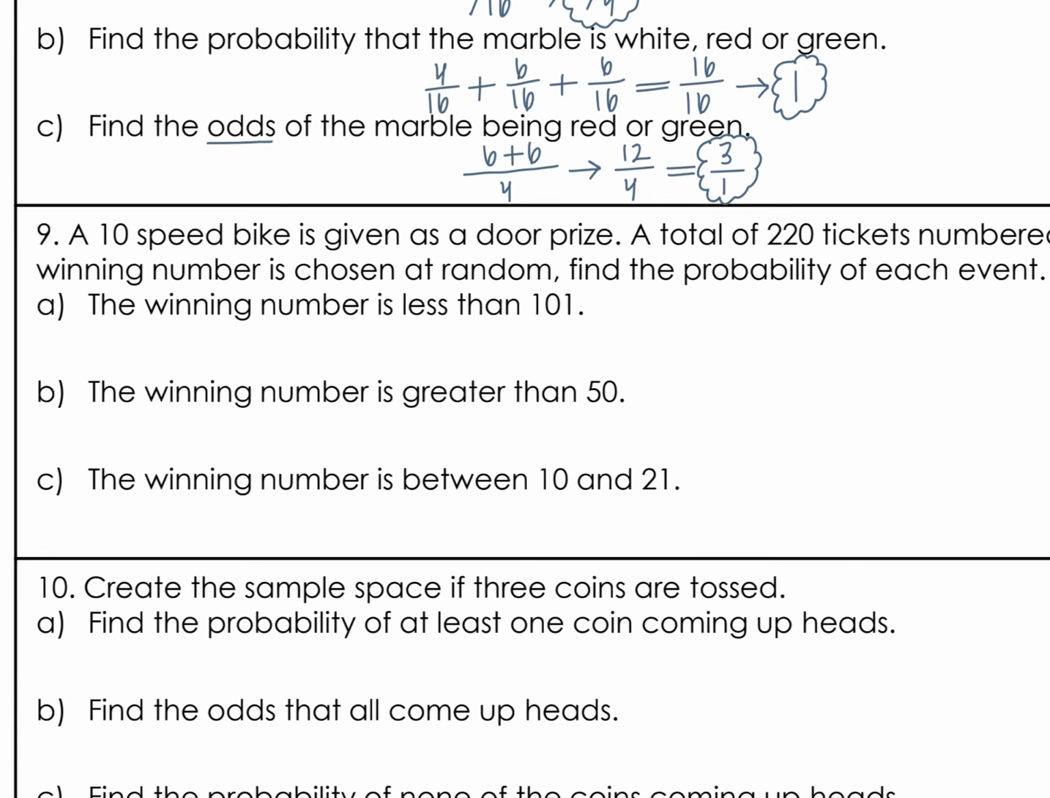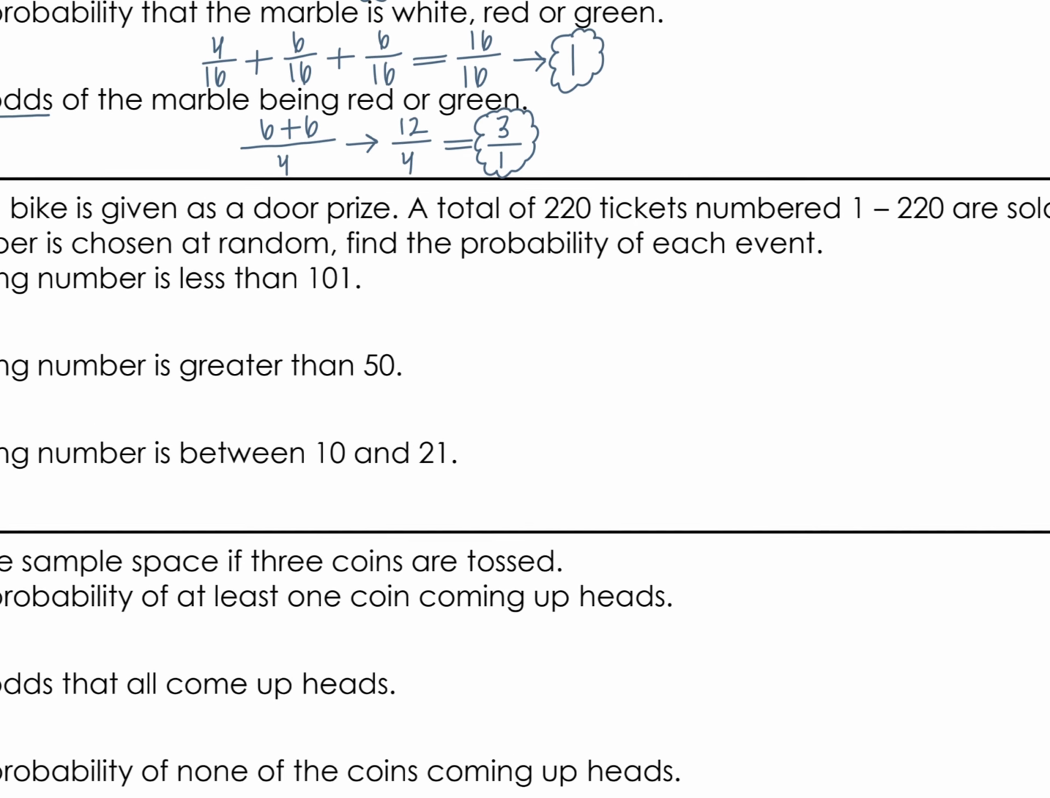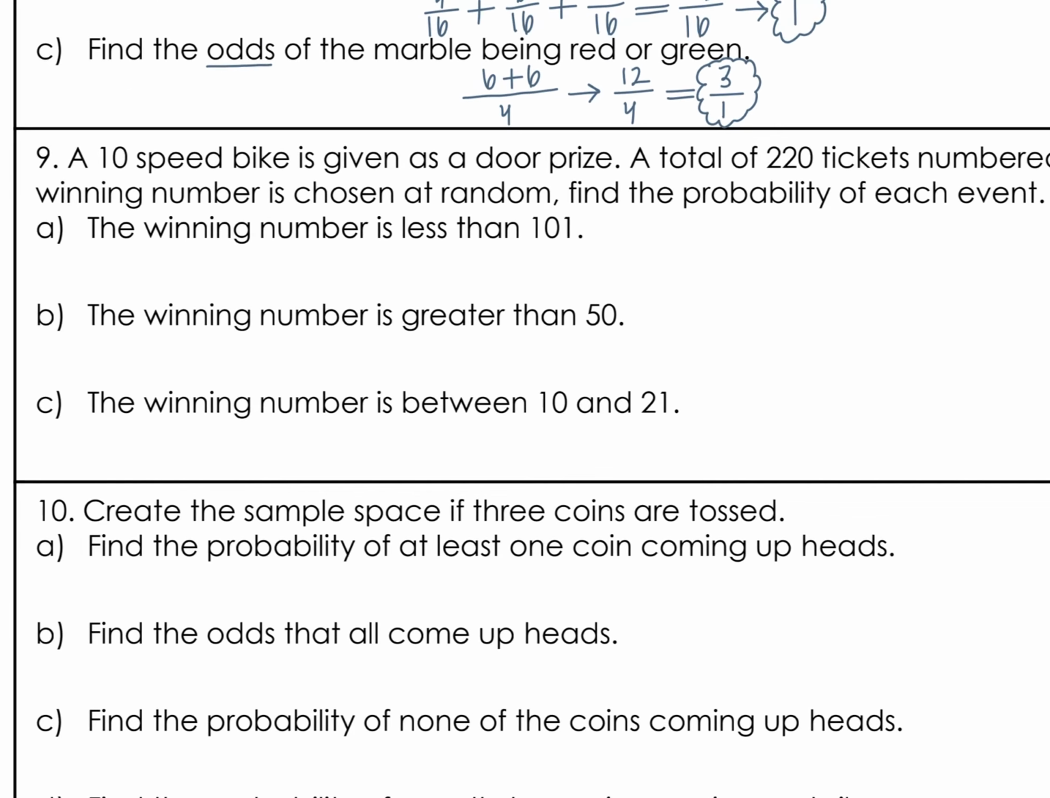All right, now moving into number 9, we have a 10-speed bike is given as a door prize. A total of 220 tickets numbered 1 through 220 are sold. If the winning number is chosen at random, find the probability of each event. Okay, so for our first part, we have part A, the winning number is going to be less than 101. Well, there's 100 ways for that to happen over my total amount, that 220. And so this will just simplify to give me 5 over 11.